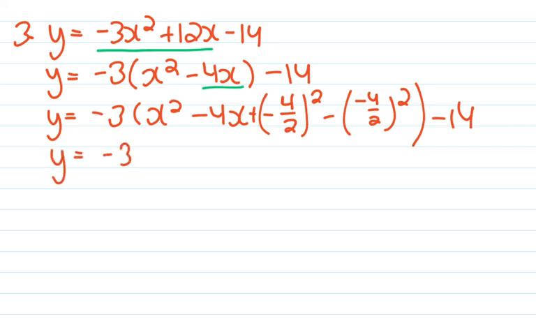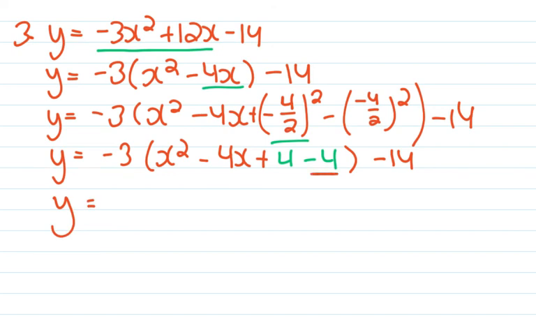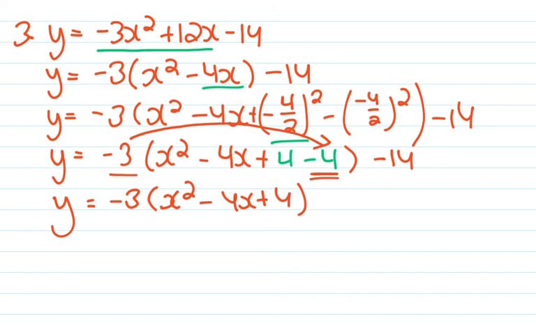Y equals negative 3(x squared minus 4x plus, so we have negative 4 divided by 2 would be negative 2. Negative 2 squared is positive 4 minus 4, end bracket, minus 14. Now we want to get that last term out of the bracket. So in order to do that, we need to multiply it by negative 3. So negative 3 times (x squared minus 4x plus 4). And then negative 3 times negative 4 is positive 12 minus 14.